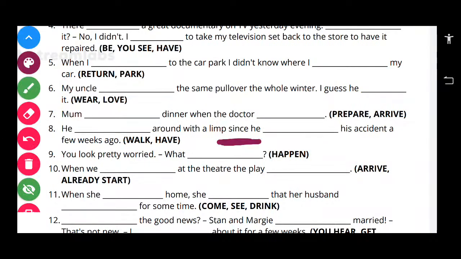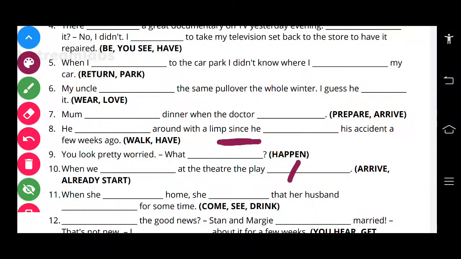So he dashed around with a limp. What is the correct answer for this? Can you answer it? What is the correct answer for the 8th one? For the first blank, here we have to say it's a completed action we are talking about. So therefore, he walked around with a limp. Since he had, yeah. Oh, no. That is where at the starting I gave an example.